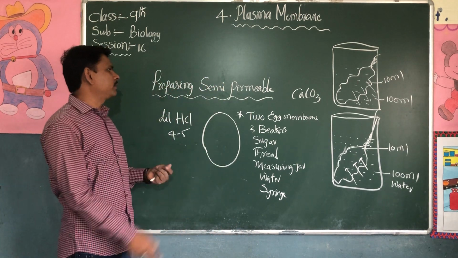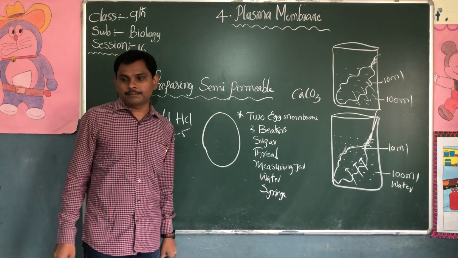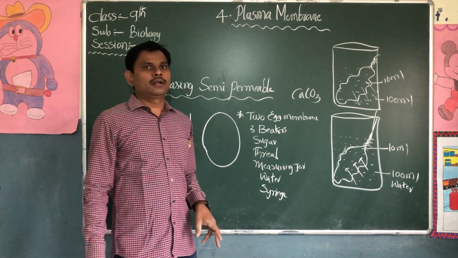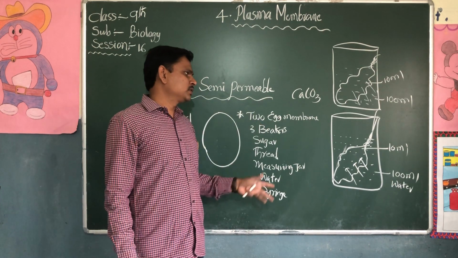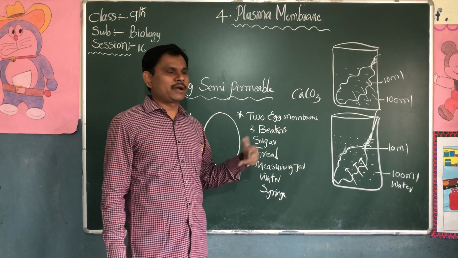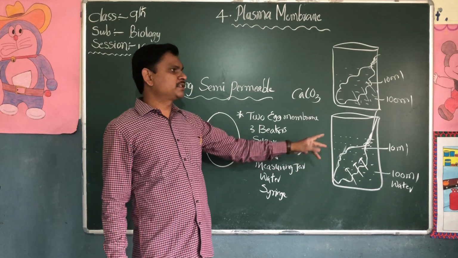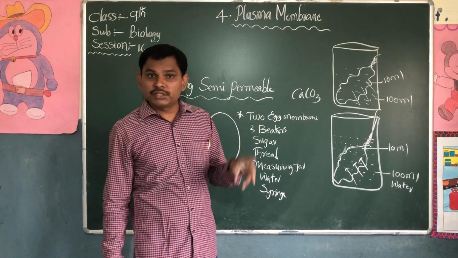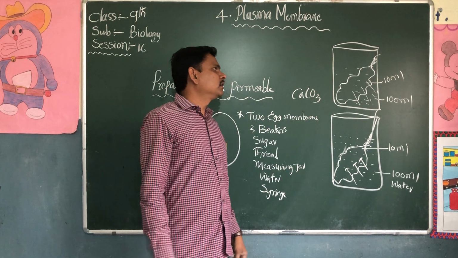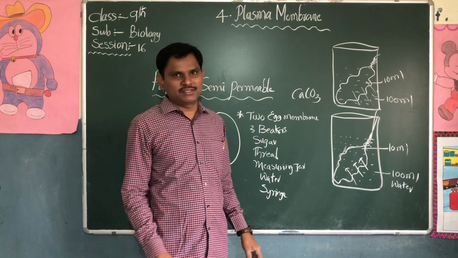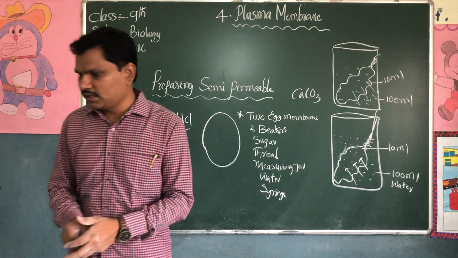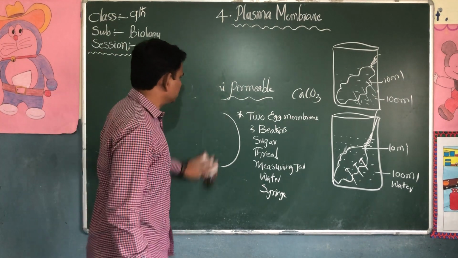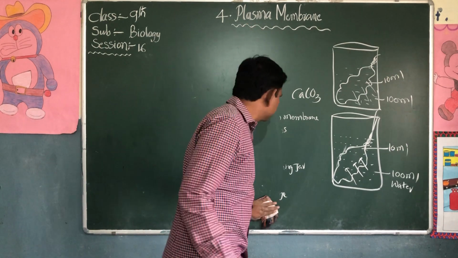Very easy experiment: preparing a semi-permeable membrane using some materials and procedures. In the first beaker we have taken 100 ml of tap water and an egg cell with saturated solution. In the second beaker we have taken 100 ml of saturated solution and 10 ml of tap water in the egg cell. These are the small differences between the saturated solutions.